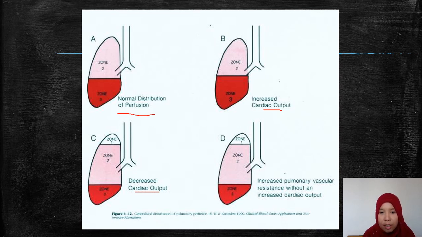And in D, you have increased pulmonary vascular resistance without an increase in cardiac output, which is similar to C, right? If you have an obstruction in your lung, for example, this will cause resistance, and with resistance, if it's not being supported by an increased cardiac output, you will get similar results as in C as well, right?